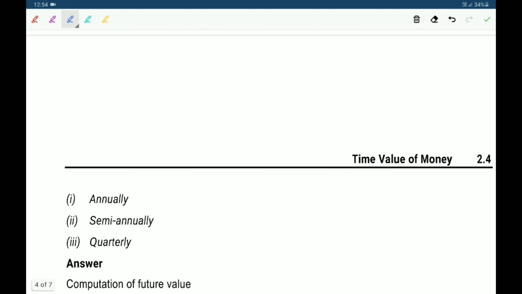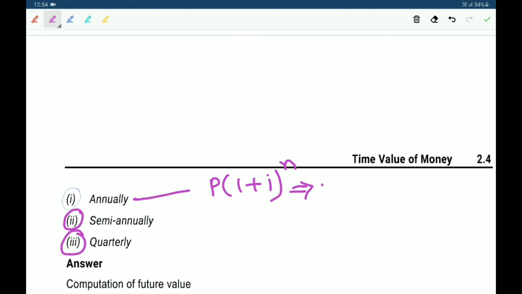Annually, semi-annually, quarterly. Annually means normal: present value into 1 plus i whole power n. Substitute numbers. Present value how much? 10,000 rupees into 1 plus, what is the interest rate? 12%, that means 0.12, whole power n, that means 3 years.